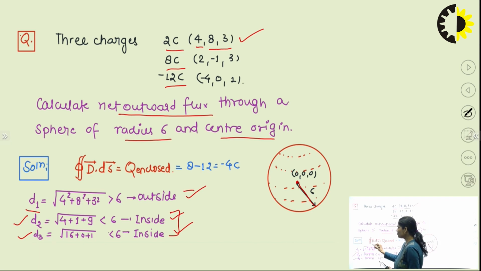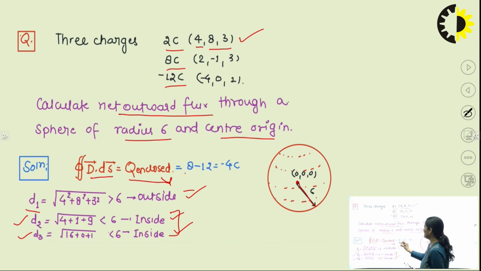So according to Gauss law, closed integration D dot dS is equal to Q enclosed. Here again you have to consider inside charges. The inside distances d2 is less than 6 and d3 is less than 6, so consider their charges, 8 coulomb and -12 coulomb. So 8 minus 12 is equal to -4 coulomb. This is the answer, meaning this is the net outward flux through a sphere of radius 6 with its center at the origin.